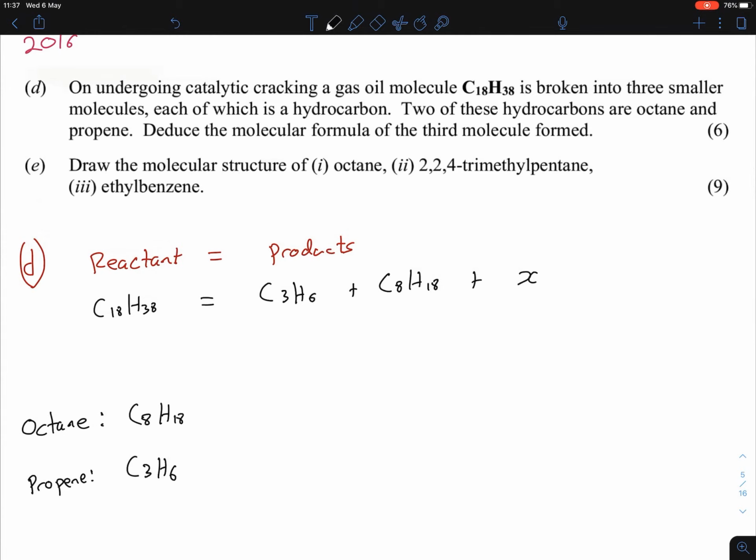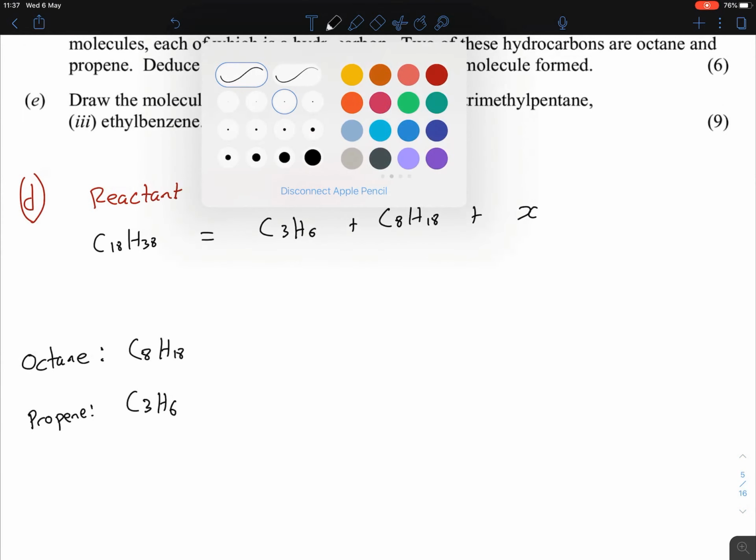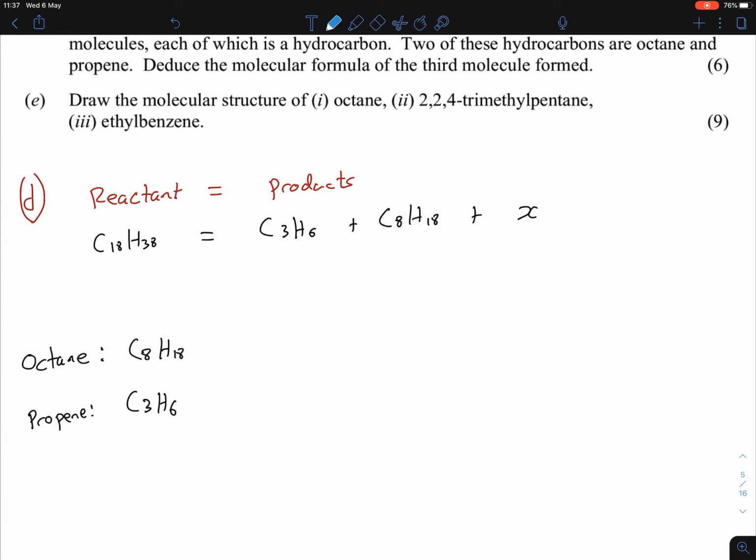Okay, so how many carbons are over here? So let's just break this up, and I might just do a different color mark for this. So we're going to do C, and if we count up our carbons, we have 18 over this side, and over this side we have 3 plus 8, which is 11. So 11 from 18 leaves us with 7. Okay, so in that case, over here, it's going to be 7 carbons.